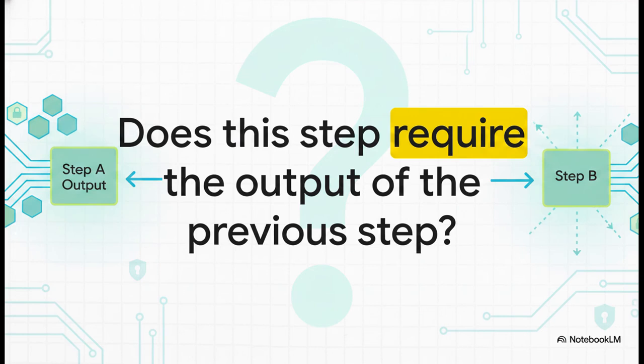Whenever you face an orchestration question on the exam, I need you to forget about speed for a second. Ignore it entirely. Instead, ask yourself this one golden rule question. Does this step require the output of the previous step to begin? Your answer to this dependency analysis dictates your entire architecture.